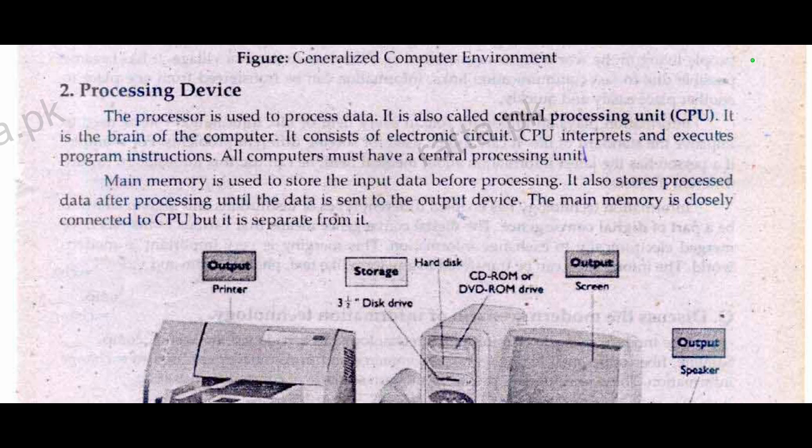Main memory is used to store the input data before processing. It also stores processed data after processing until the data is sent to the output device. The main memory is closely connected to the CPU, but it is separate from it.